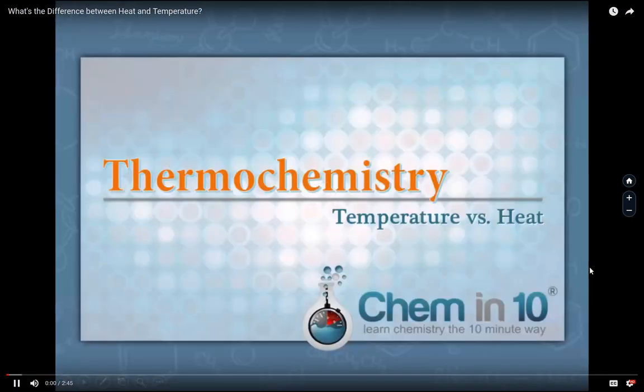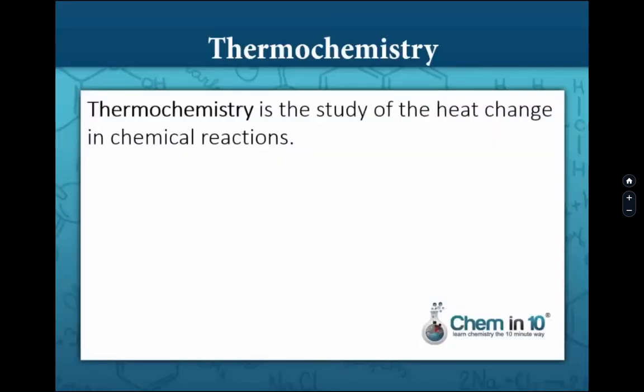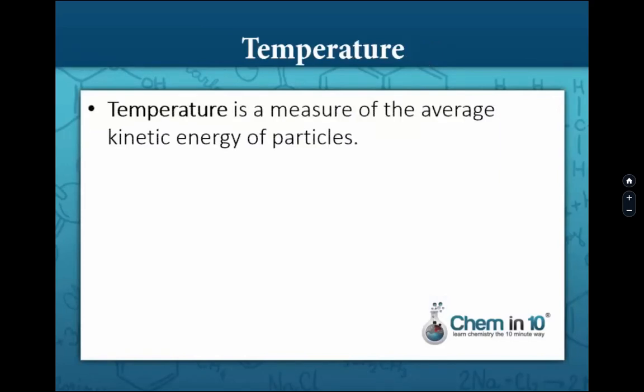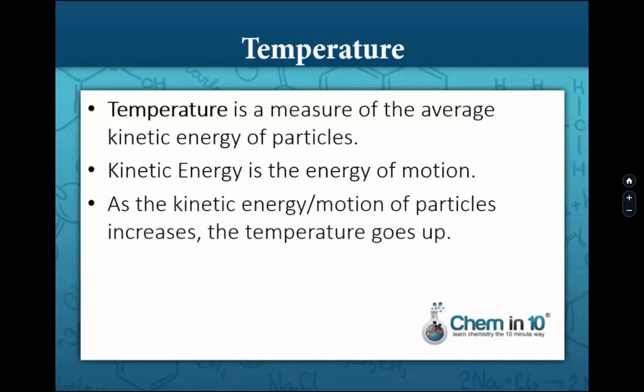In this first lesson on thermochemistry, we're going to distinguish between temperature and heat. And we're going to talk about the difference between endothermic and exothermic. Thermochemistry is the study of the heat change in chemical reactions. Temperature is a measure of the average kinetic energy of particles. Kinetic energy is the energy of motion. So as the kinetic energy or the motion of particles increases, the temperature increases as well.